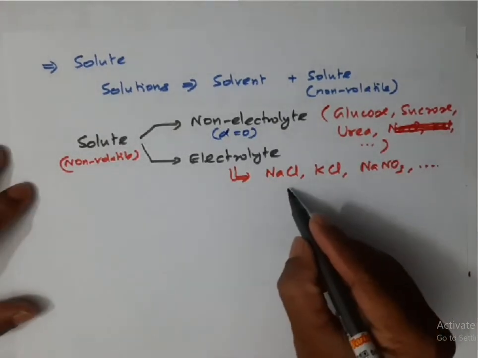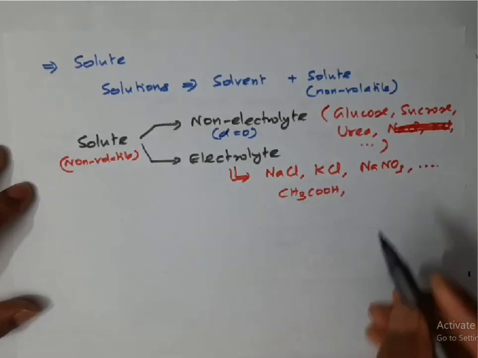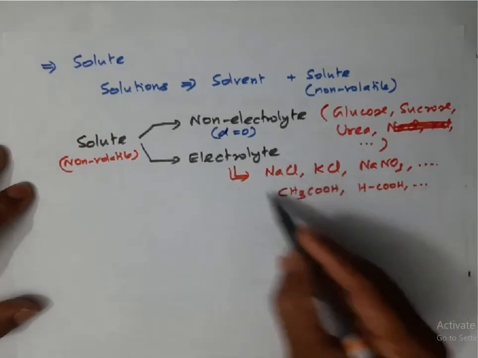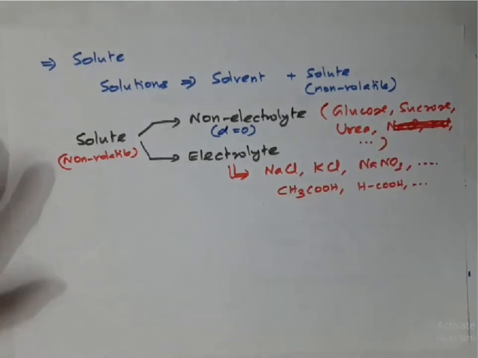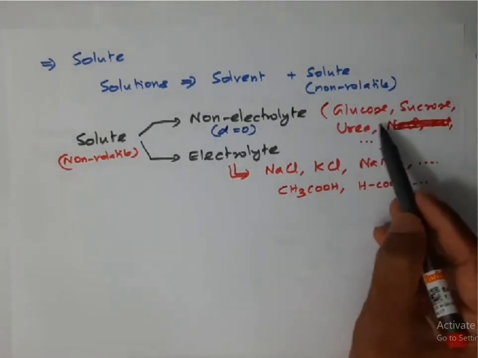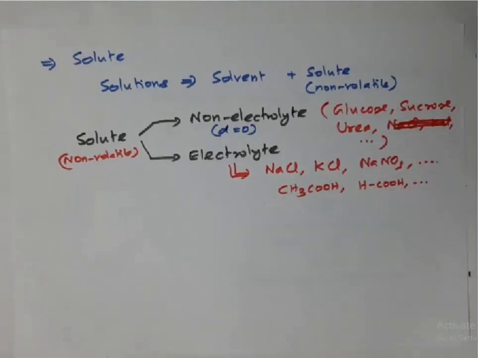Even electrolytes like acetic acid, formic acid, etc., are all examples of electrolytes which dissociate and produce ions. These are non-electrolytes; they do not undergo any dissociation. For electrolytes, students, observe this carefully.